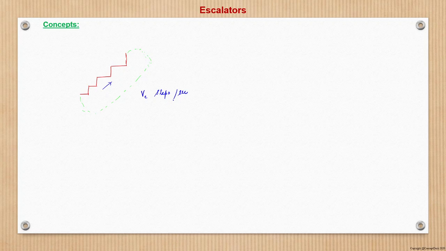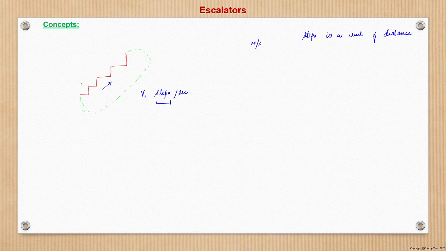per second. Normally in time, speed, and distance, we say that the distance or the speed is in, say, meter per second. But in case of escalators, the normal unit used is steps. Step is a unit of distance, so step per second becomes the unit of speed. So VE steps per second is the velocity or the speed of the escalator.